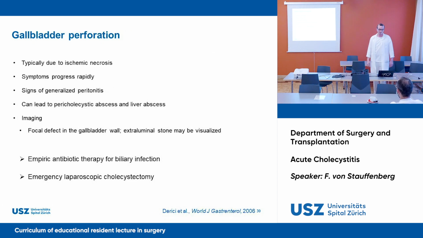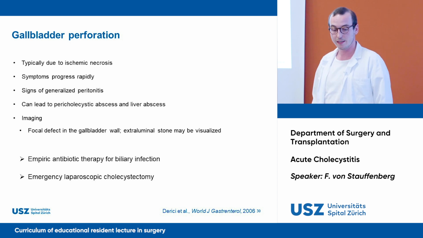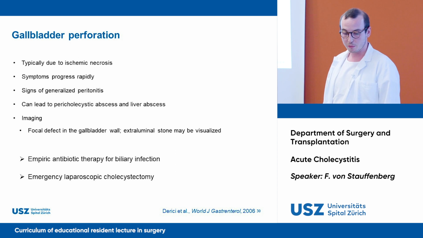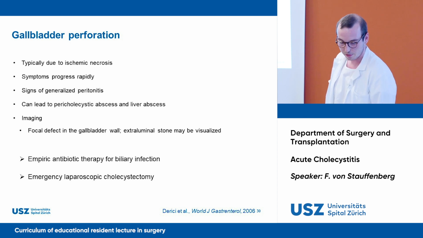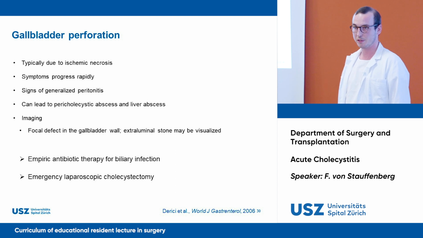Gallbladder perforation is typically due to ischemic necrosis. The symptoms will progress rapidly. We will see patients with signs of generalized peritonitis, and it can lead to pericholecystic and hepatic abscesses. On imaging, we would see a focal defect in the gallbladder wall, and we might see an extraluminal stone. Empiric antibiotic therapy for biliary infection, as well as the emergency laparoscopic cholecystectomy, would be the treatment of choice.